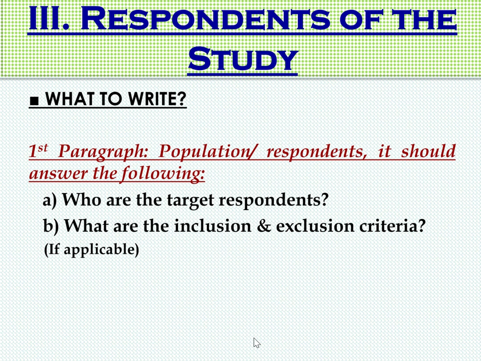Okay, so now that we already know those concepts, no? So we proceed with the write-up na. So what do you include in this section sa respondents of the study? So yung first paragraph, you discuss the population or your respondents, and it should answer the following. Letter A, who are the target respondents? And then letter B, what are the inclusion and exclusion criteria? Ito yung discuss ko kanina. So, considering the sampling technique that you intend to use.